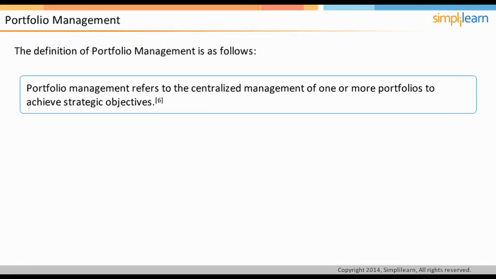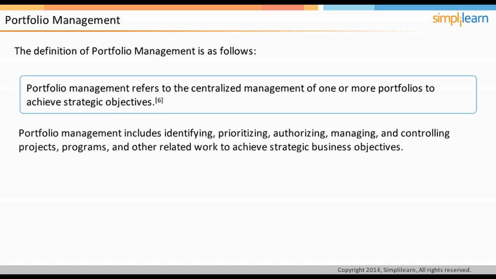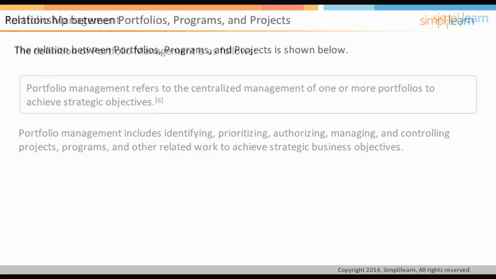Portfolio management is the centralized management of one or more portfolios. This includes identifying, prioritizing, authorizing, managing, and controlling projects, programs, and other related work to achieve strategic business objectives. Therefore, whether the company should have Japanese projects as a portfolio or not is decided by portfolio management. In the next screen, let us understand the relationship between portfolios, programs, and projects.